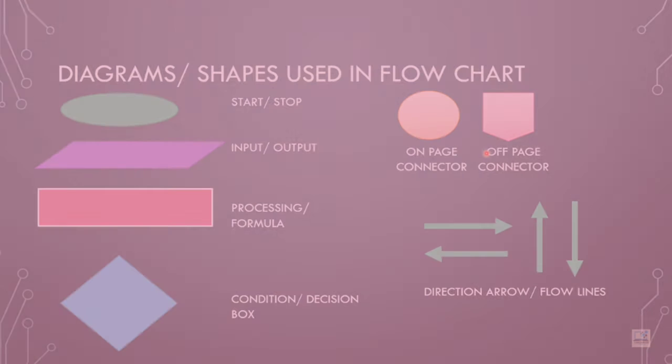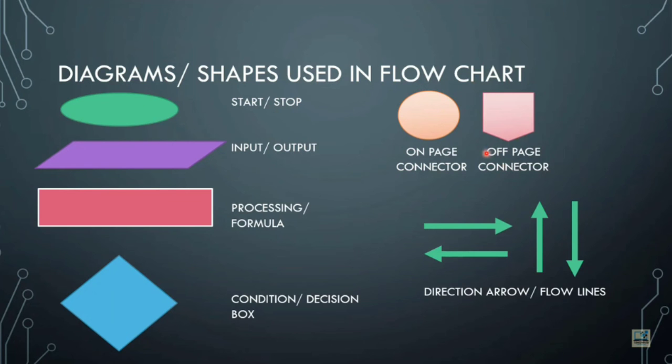Okay, and now what are the diagrams that are used in any flowchart? So the diagrams and shapes used in a flowchart are as follows. The first shape is known as the ellipse. This shape is used for writing the start or stop box. Then for the input or output we have the parallelogram. For the formula we have the rectangle.